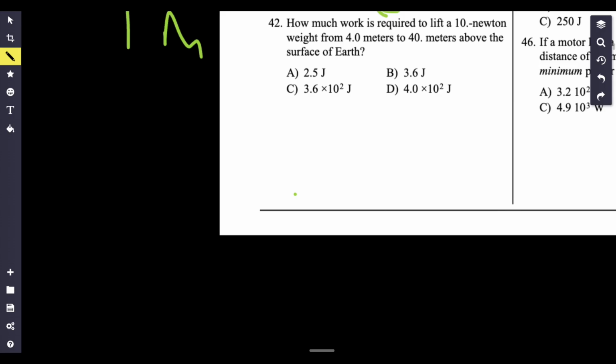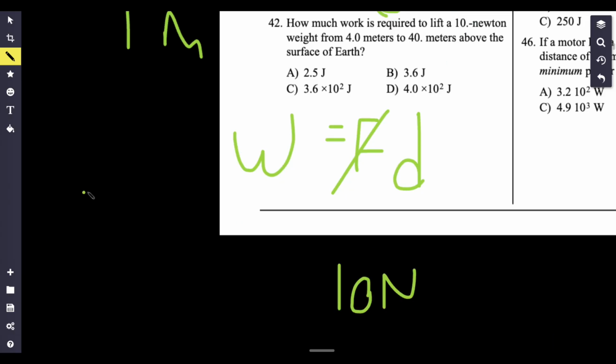How much work is required to lift a 10 newton weight from 4 meters to 40 meters above the surface of the Earth? Remember that work is equal to force times displacement. In this case, I have to move a 10 newton weight. Weight is just the force of gravity on the object, and it is a force. I have to lift this 10 newtons an extra 36 meters, because I move it from 4 meters to 40 meters. So the displacement is 36 meters, and therefore C would be our answer.